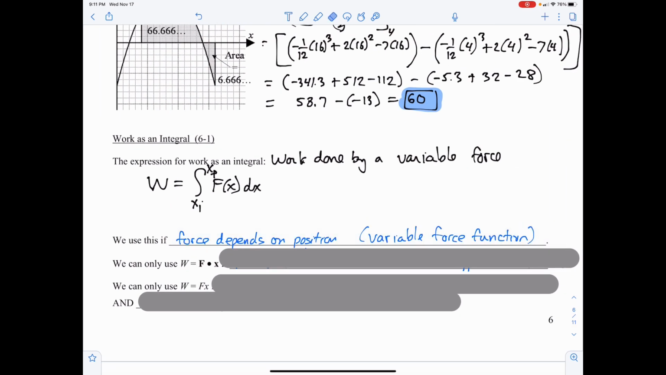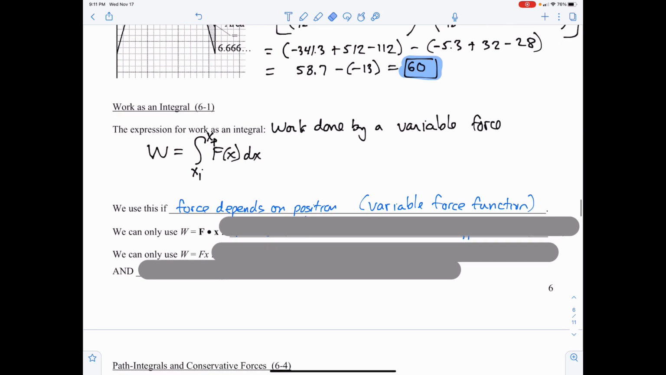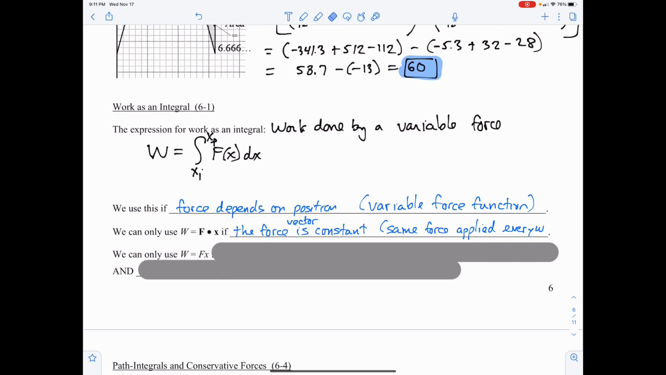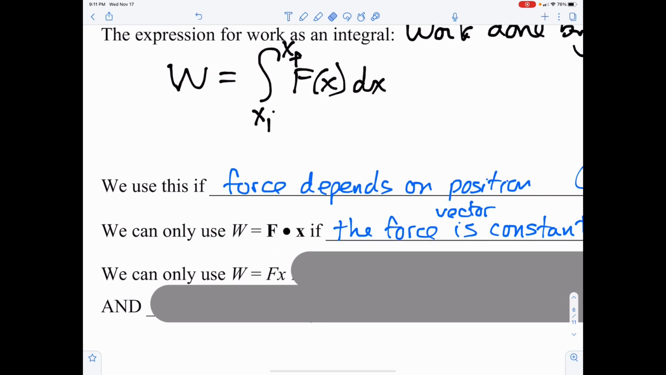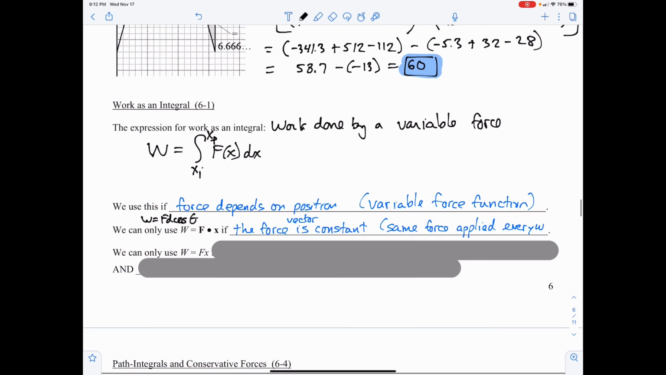Again, we use this when force depends on position, a variable force function. We can only use the dot product, remember, the dot product was the same as work equals force times distance times cosine of theta, only when the force is a constant value. Okay, the same force applied everywhere.